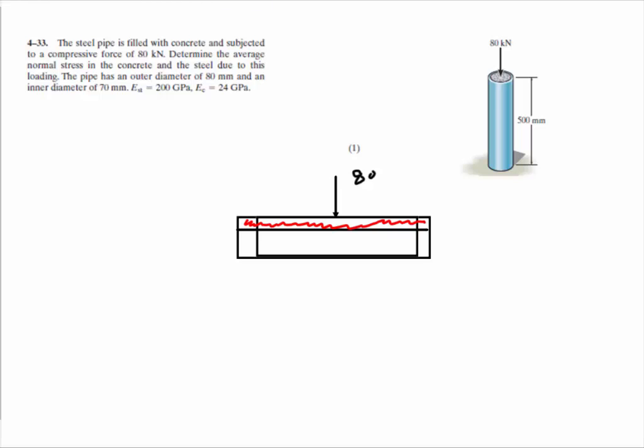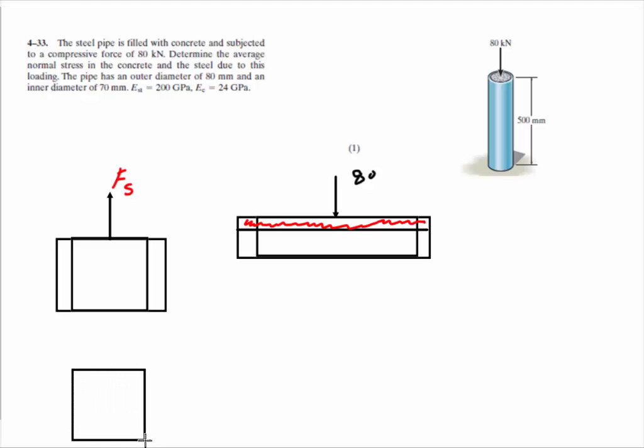You could think about it in this term. You have the outer, which actually is hollow, and it's pushing back. And the outer material is what? Steel. So you could just make this F of steel. Now the concrete is in the middle, and it's pushing back too, like this.